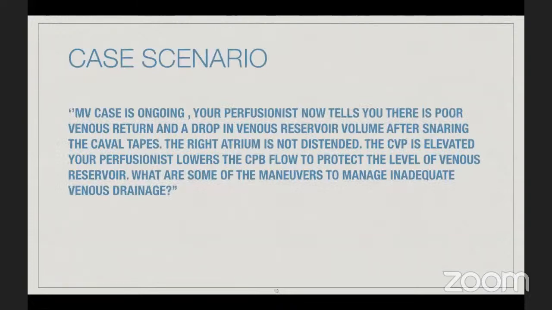So furthermore, this is the second scenario. You are in a mitral valve case and it's ongoing. Your perfusionist now tells you there is a drop in venous return and a drop in the venous reservoir volume after snaring the caval taps. The right atrium is not distended. The CVP is elevated and your perfusionist lowers the bypass flow to protect the level of the reservoir. What are some of the maneuvers to manage inadequate venous drainage?